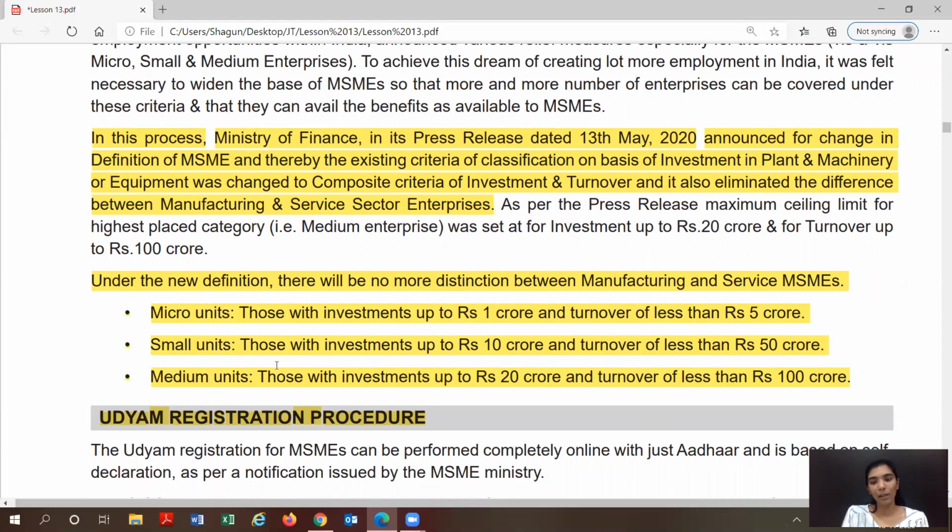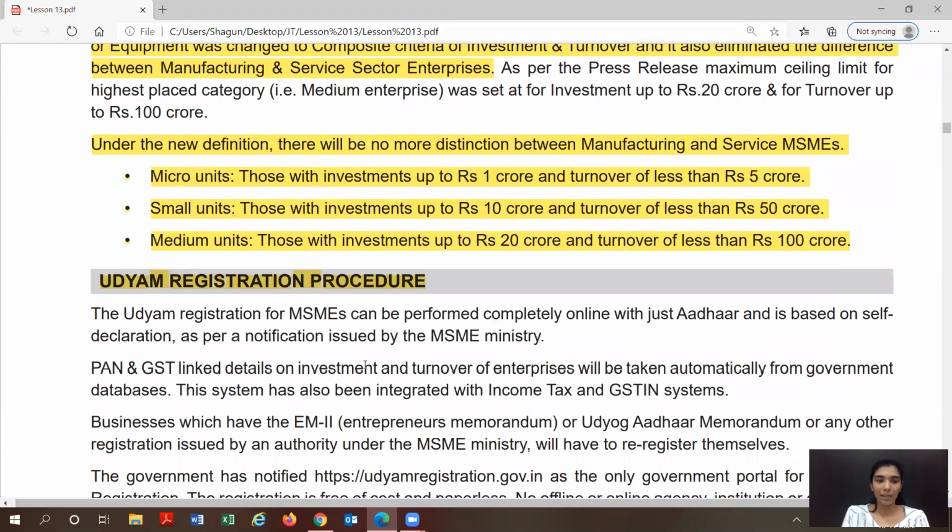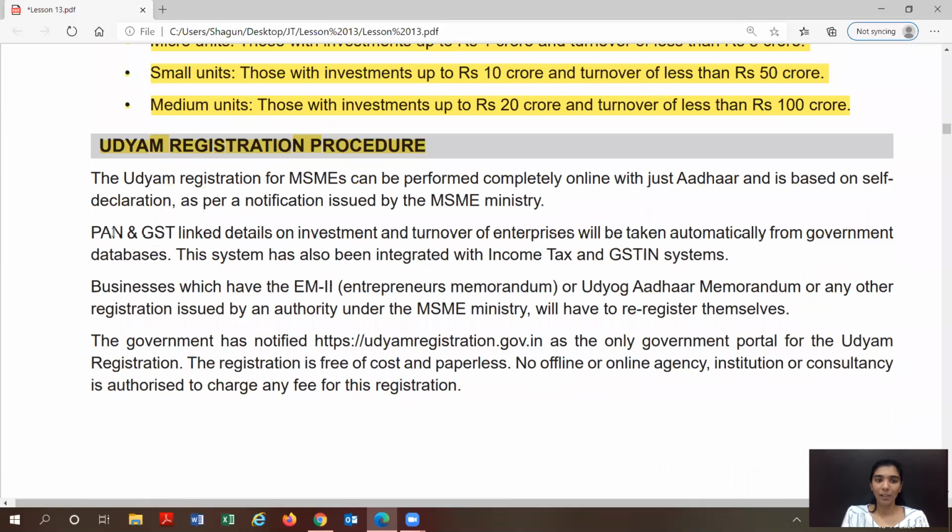And for each category of these units, different types of benefits are given by the government. Udyam registration process is linked with the PAN and GST. You can just go through this procedure once, how to register under MSME.